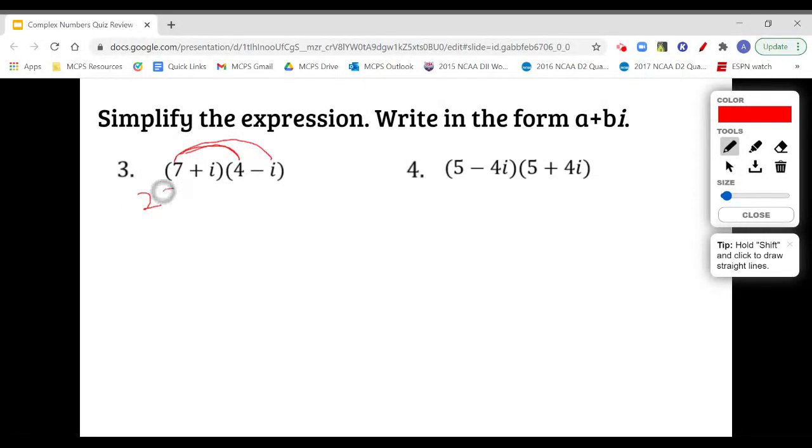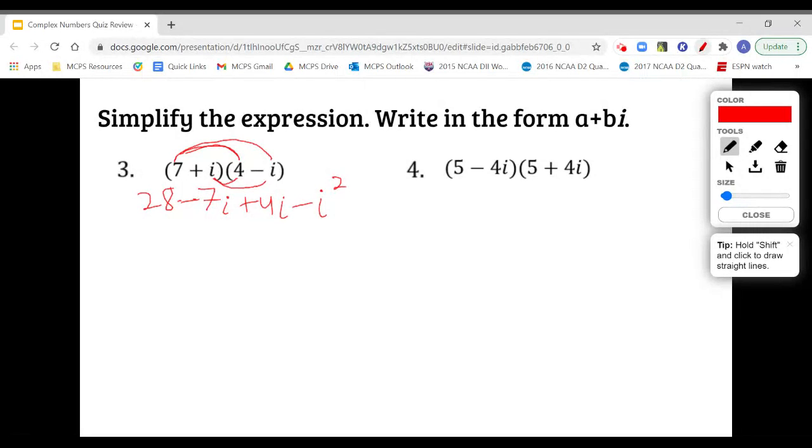7 times 4 is 28. 7 times negative i is negative 7i. Okay, and then I'm going to be also distributing this i to the 2 terms in the second set of parentheses. So i times 4 gives me positive 4i. i times negative i, well, a positive and negative is a negative, and i times i is i squared.